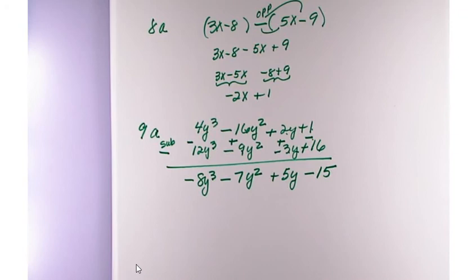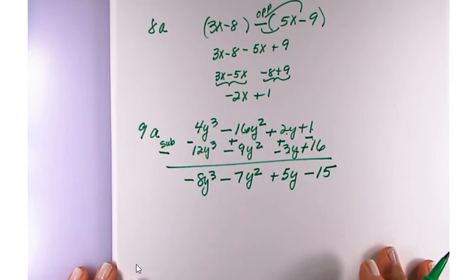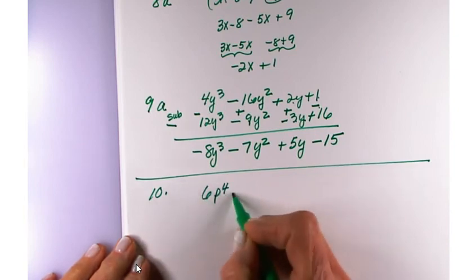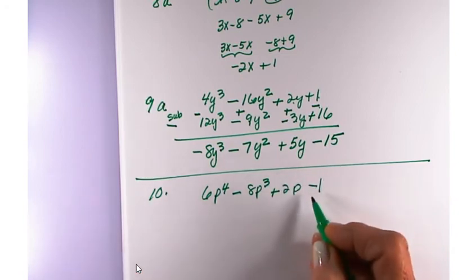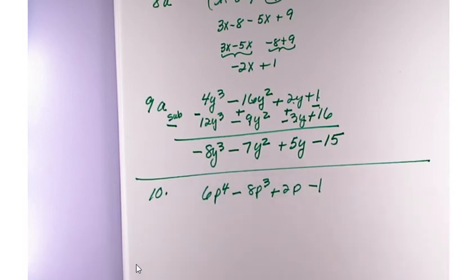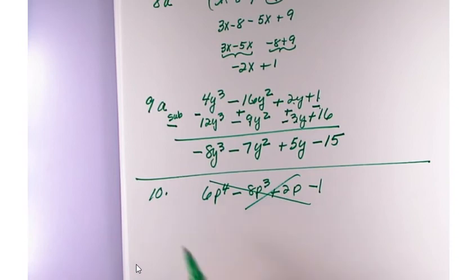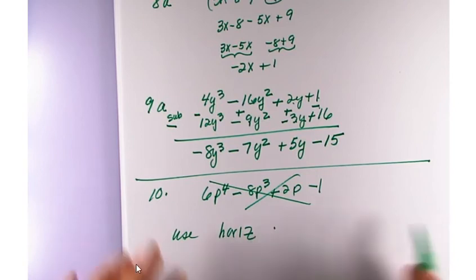Now, we don't have to stick with just adding 2. You can add 3 columns as well. So on number 10, we have 6p to the 4 minus 8p cubed plus 2p minus 1. Well, this is a lot. This actually is too much because they're not all adding. We have to subtract 1, then we have to add. So I'm not going to do that one. That one you would want to use horizontal for. Why? Because 1 was subtracted and 1 was added. So I would totally stick with horizontal on number 10.